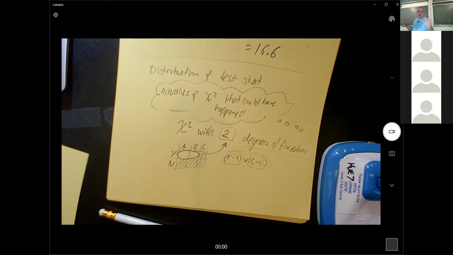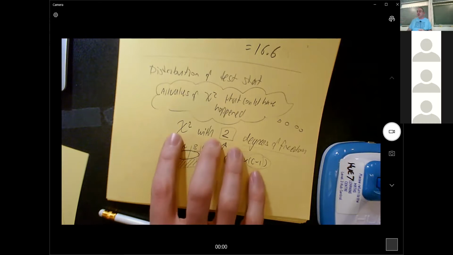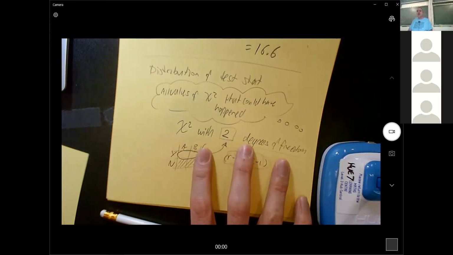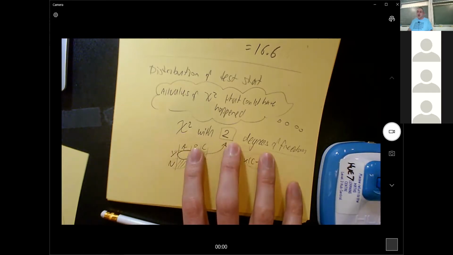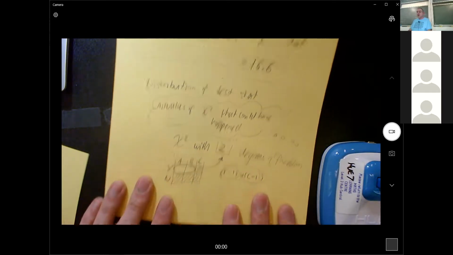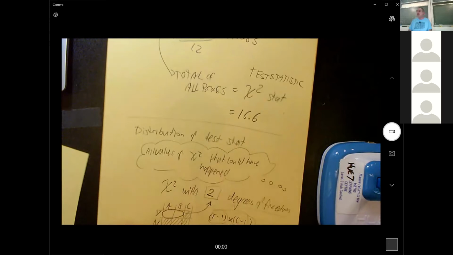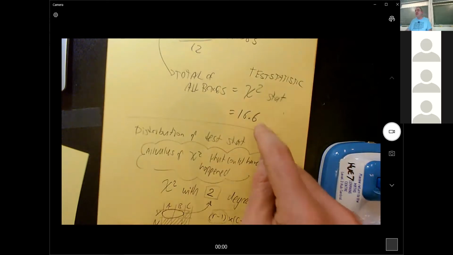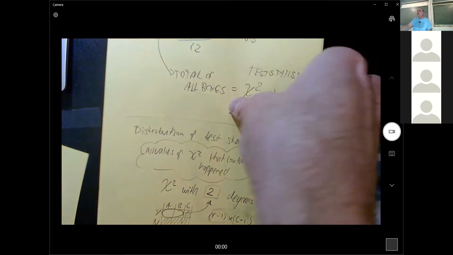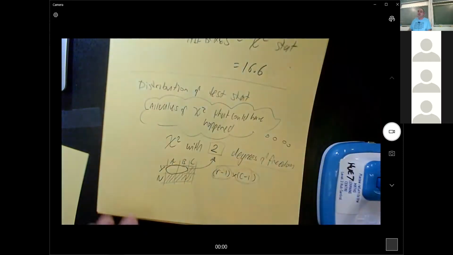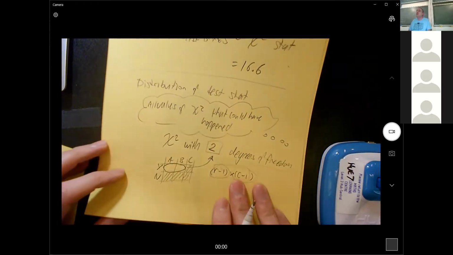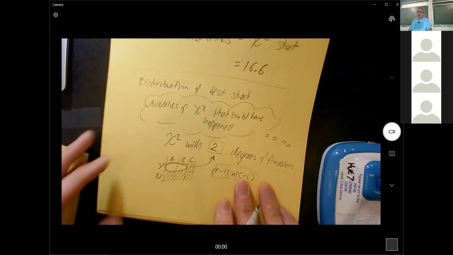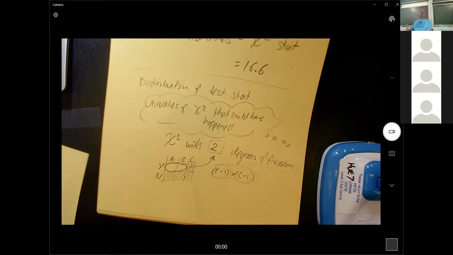And so I need to know if the chi-squared distribution with 2 degrees of freedom is the distribution that describes all of the test statistics that could have happened, how does my test statistic that actually did happen compare to all the ones that could have happened? That's what I want to know. So I'm going to need to ask my computer to help me with that. But before I move on, how are people feeling?